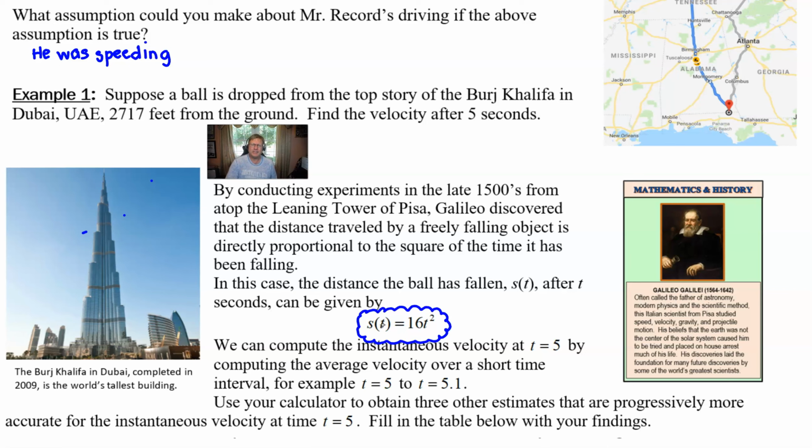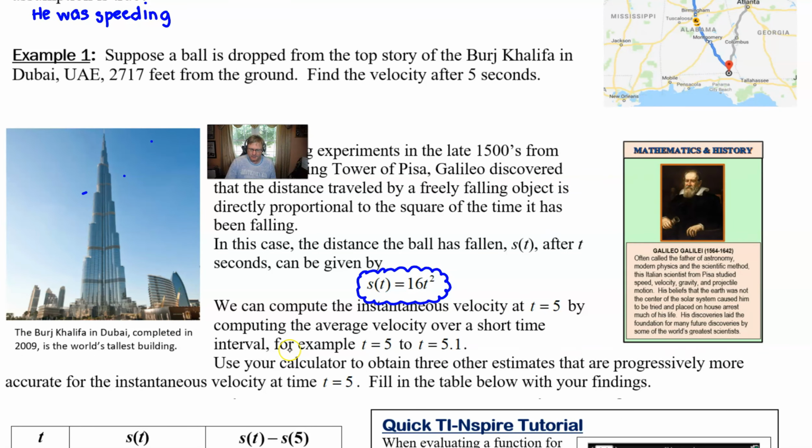We can't really use this formula to figure out instantaneously how fast a rock has traveled. But we can outsmart the problem and get pretty close. And that's what we're going to do here by computing the average velocity over a very short time interval. So let's say I go from time 5 to time 5.1. We could figure out what the average velocity is going to be there.